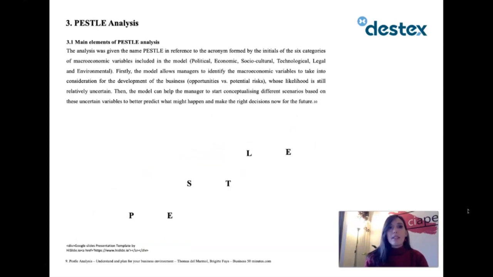The name PESTLE stands for the initials of the 6 macroeconomic variables included in the model: political, economic, sociocultural, technological, legal, and environmental. The model can help to conceptualize different scenarios based on these uncertain variables to better predict what might happen and make the right decisions.